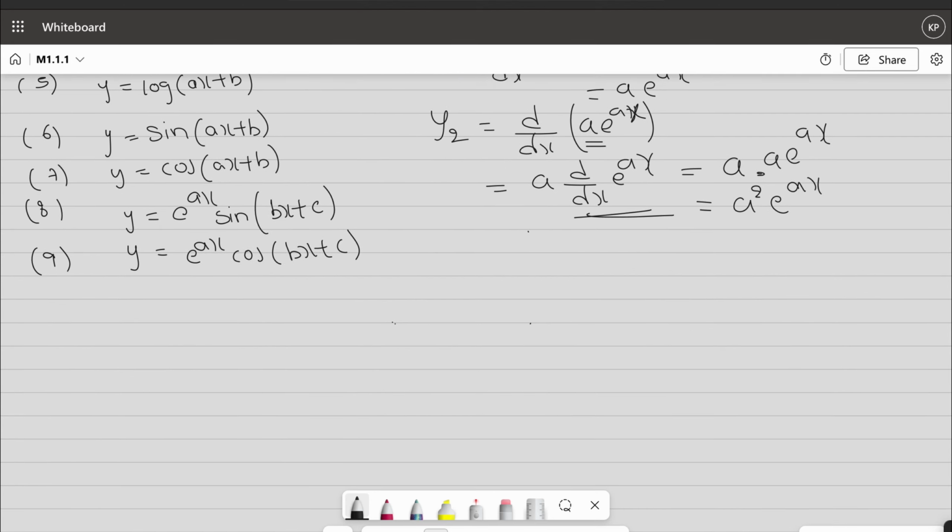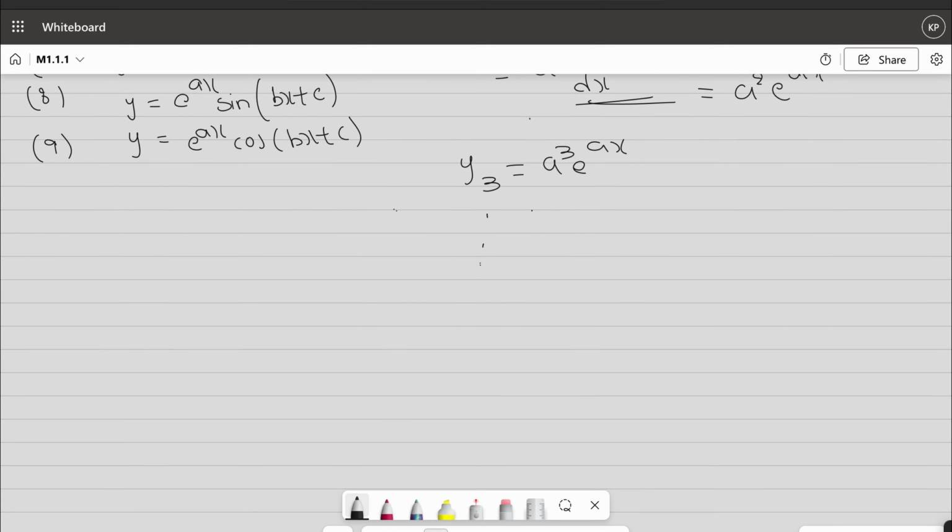Similarly, if we do that again for y3, we will get a cube into e power ax, and so on. So from the above pattern, we can find the nth derivative as yn is equal to a power n into e power ax.